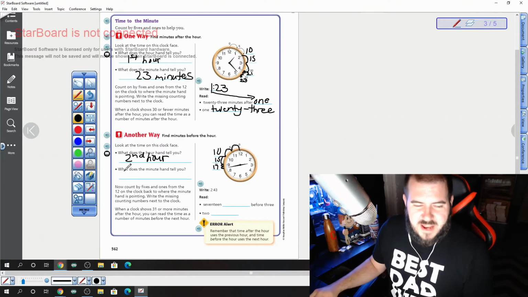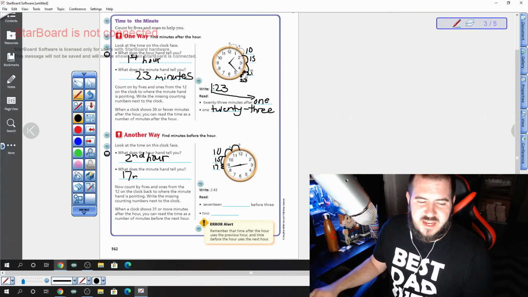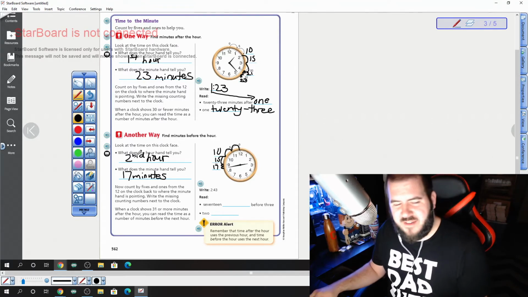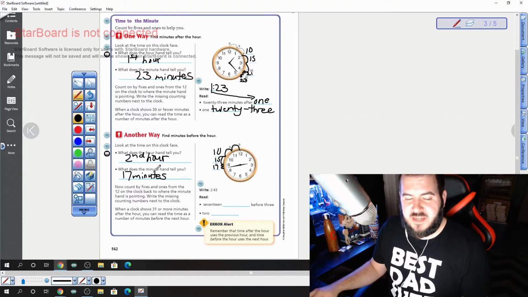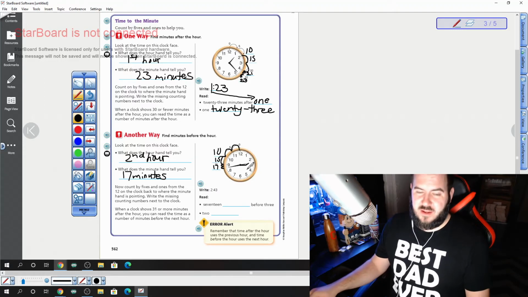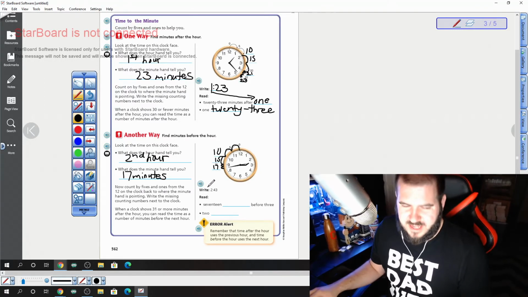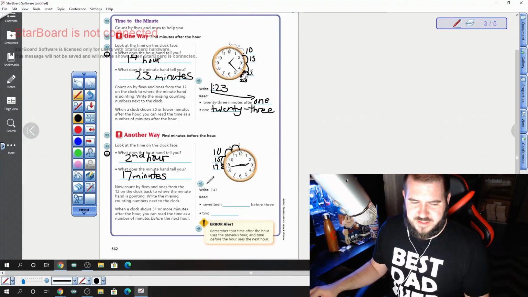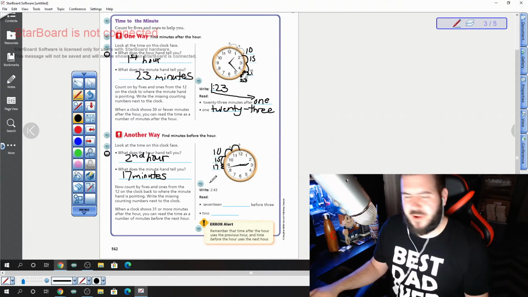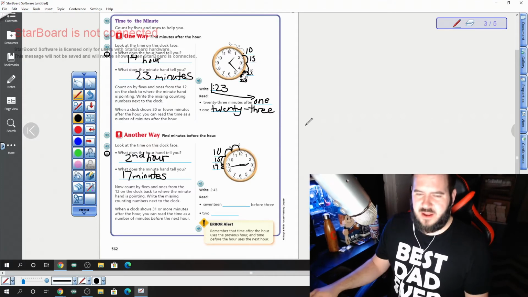What does the minute hand tell us? It tells us it's 17 minutes. But it doesn't tell us 17 minutes after 2 o'clock. It tells us 17 minutes before my hour hand gets to where? To the next number, to 3. Okay? How did they get 2:43? That's interesting. You're probably wondering. Because this is 17, right? So remember that we counted backwards instead of forwards.